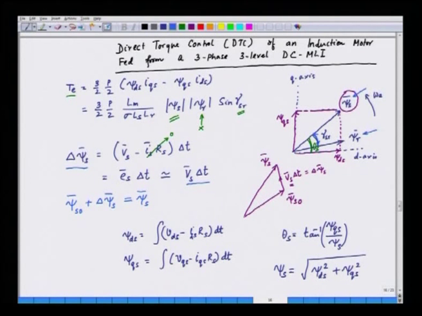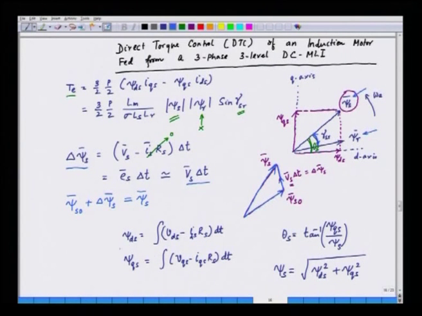So, this is basically a vector triangle. One side is psi s naught, the other side is delta psi s, and the third side is psi s. So, these are the three sides, and by applying a voltage vector, that is Vs, we can control the stator flux effectively.